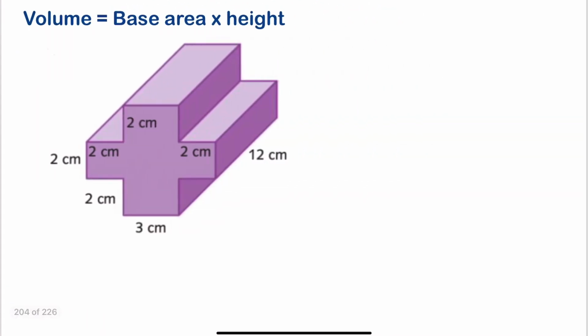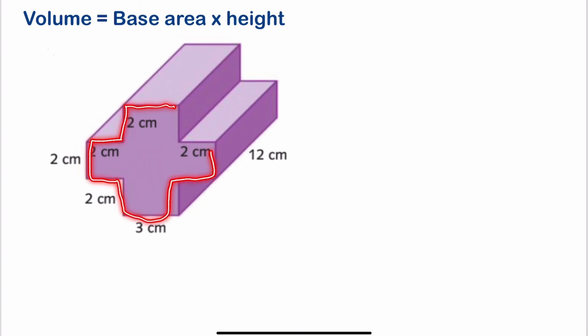Initially, the formula for volume is base area times the height. So firstly, we need to identify the base, right? The base is the shape that is identical. So it's the flat shape that is identical. So we can see that this front and this behind will be the same. So the flat shape in front and behind will be the same. So this is going to be our base.